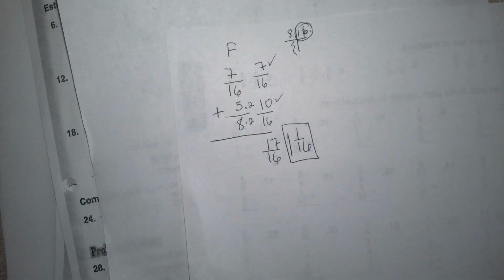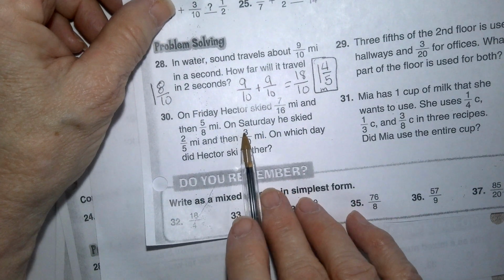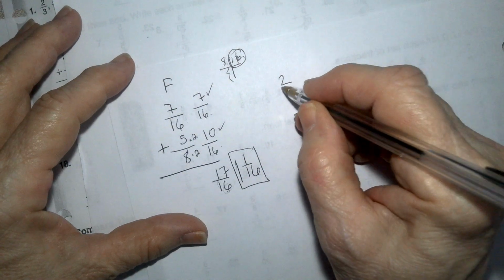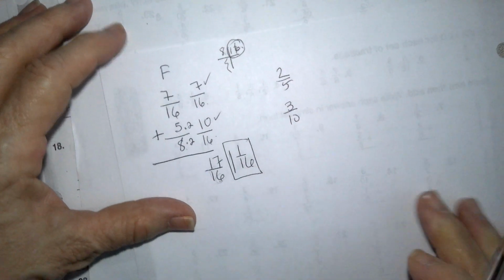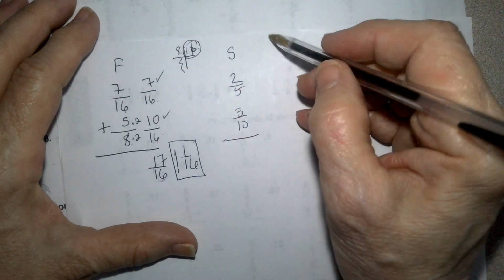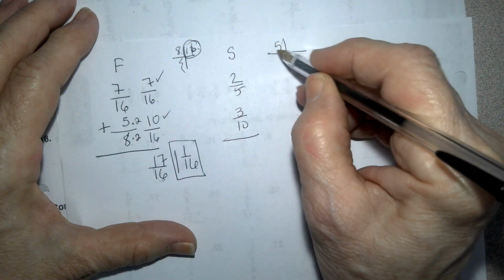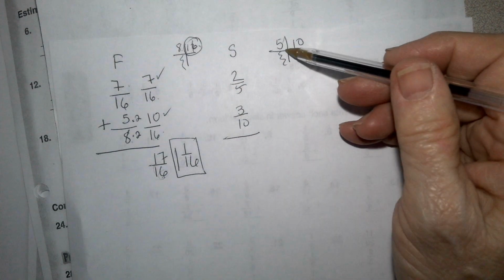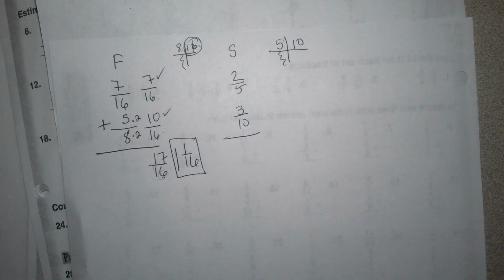And then let's go and look at the rest of that question. Then we need to total up Saturday. Saturday he went 2/5 and 3/10. So I'm going to flip it over again. 2/5 and 3/10. And this is Saturday. Okay. And again, my denominators are 5 and 10. I don't use the smaller one. And then I just ask myself, does 5 go perfectly into 10? Yes. What is your new denominator? 10.